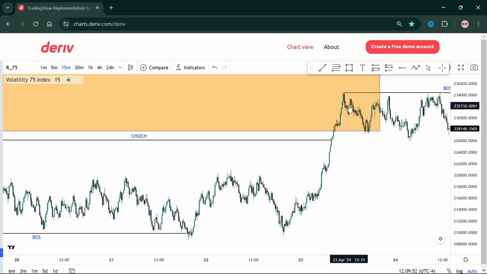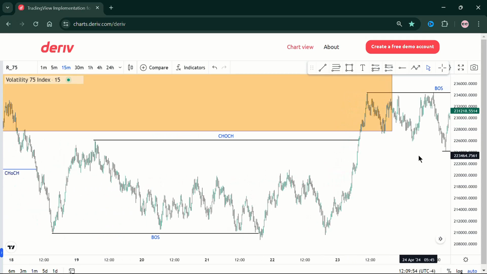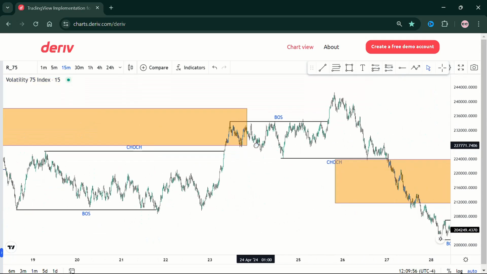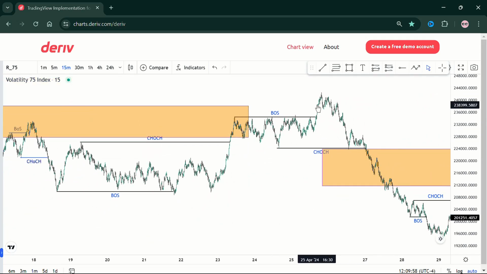Just make sure you have a good risk to reward ratio. Okay, all right, so the market went out here. If you go back to the order block that I was showing you, the market is still within the order block. Okay, there was that green order block that I was showing you. So the market reacted to that and started dropping to the downside.